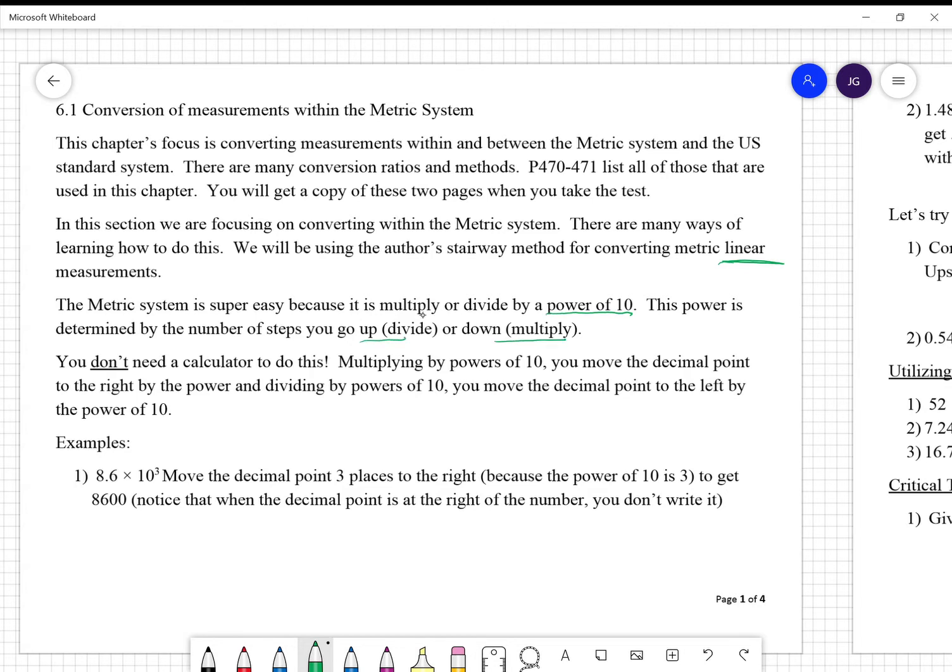You really don't need a calculator to do this because you're moving the decimal point to the left or to the right. So 8.6 times 10 to the third means move the decimal point 3 places to the right. 3 because of the power and right because you're multiplying. When you take 8.6 and you move the decimal point 1, 2, 3 places, you fill in these with zeros and you get 8,600. The decimal point is at the right of the number, we just don't put it there.